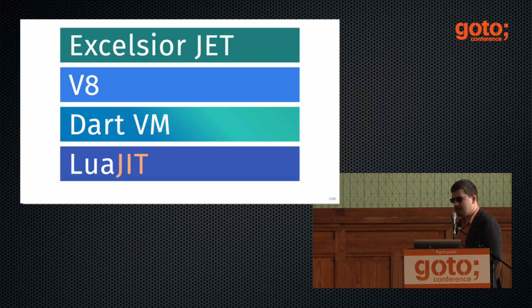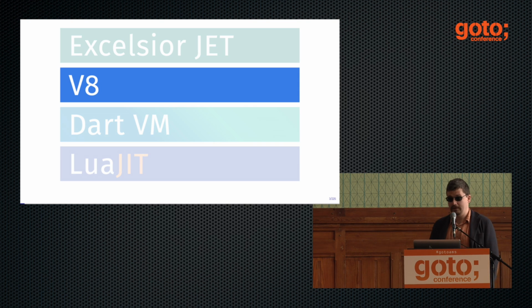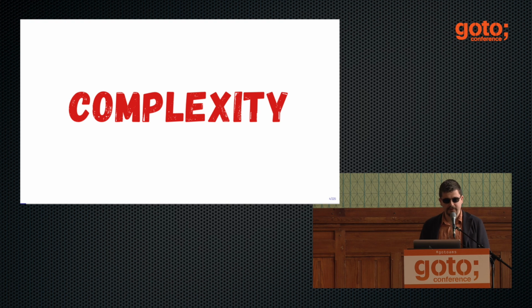I worked on all kinds of different virtual machines in my life, starting from the Java VM, and I also worked on things like V8, which is a JavaScript engine inside Chrome, and Dart VM, and even LuaJIT. But this talk concentrates on my experience on V8. And why is it important to know how V8 works? Well, that's because all VMs are very complex, and to understand the performance, you really need to understand how VMs work.